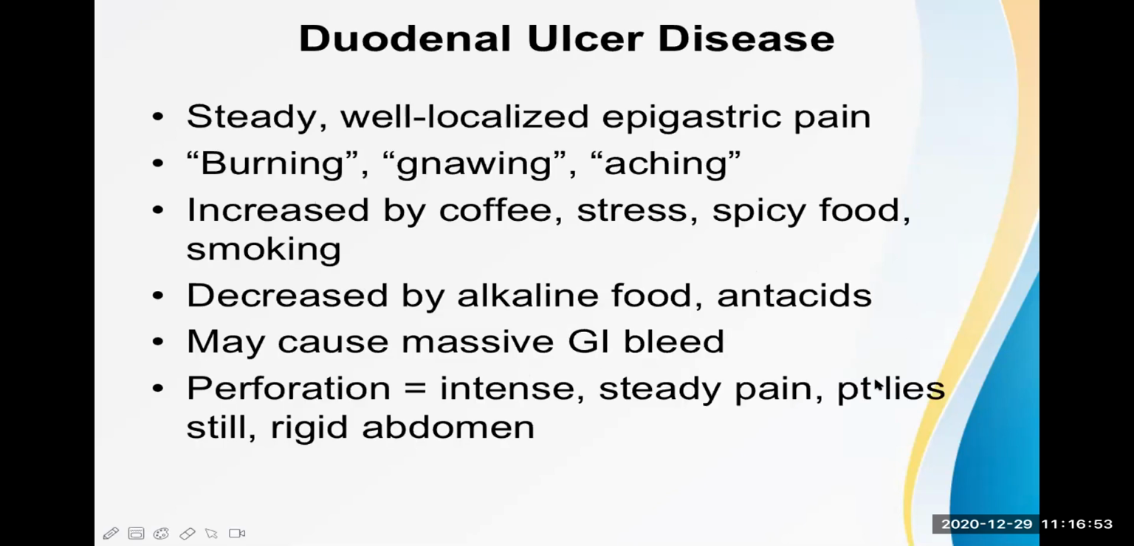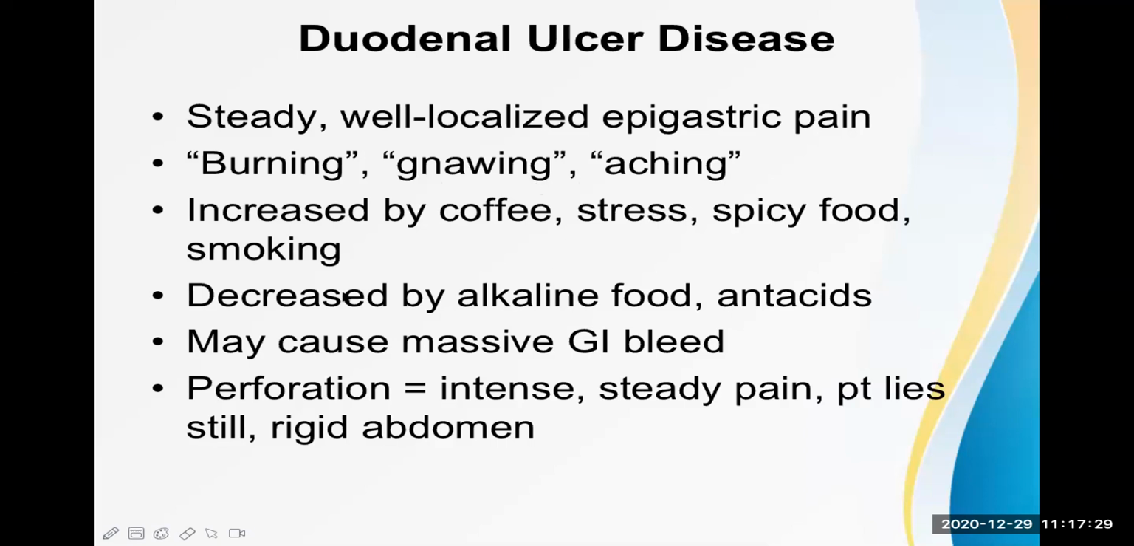Now, duodenal ulcer disease is another cause of acute abdomen. So in this case, there is a steady, well-localized epigastric pain, because first part of the duodenum is the commonly involved area. There is burning, gnawing, or aching type of pain. These are called quality of the pain. Okay. Burning and gnawing. Gnawing means deep boring type of pain. And this type of pain occurs in a very deep type of ulcer.